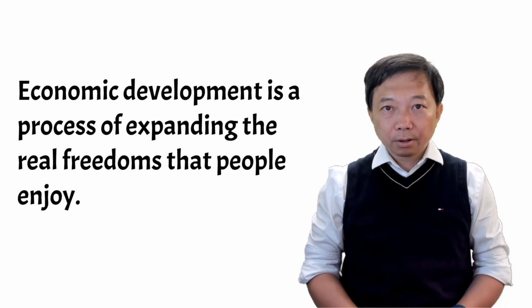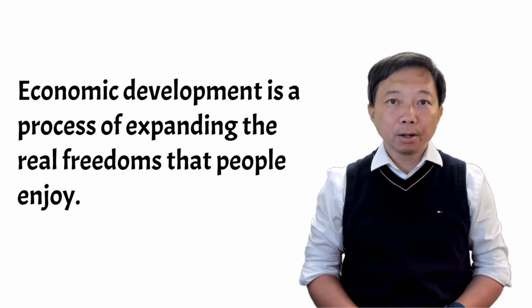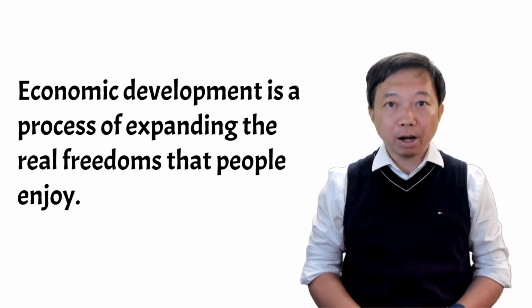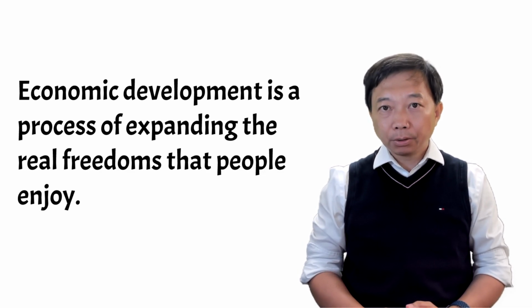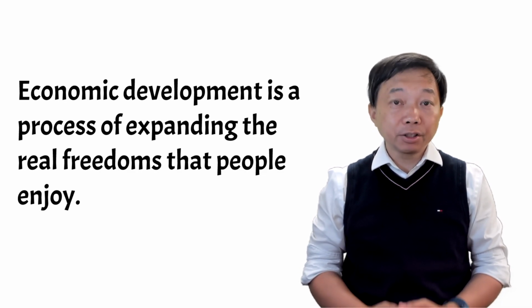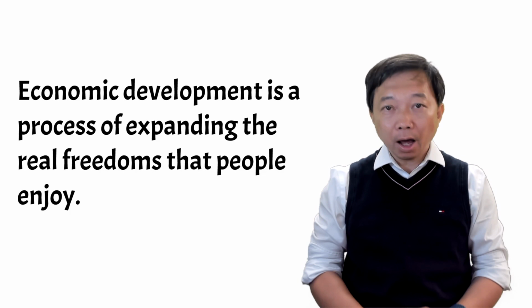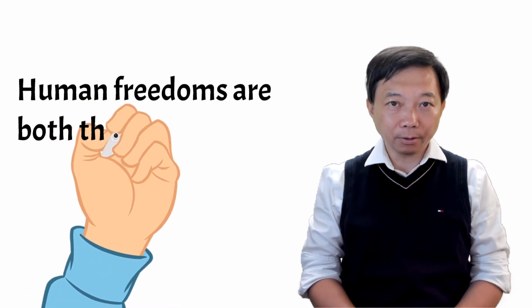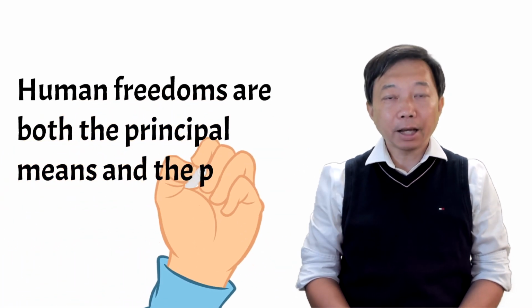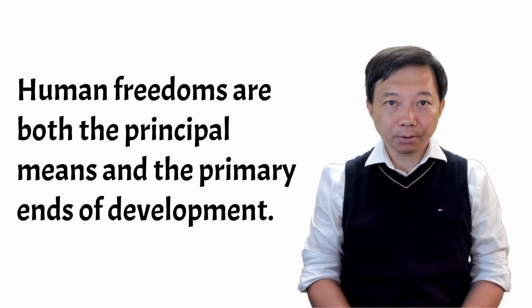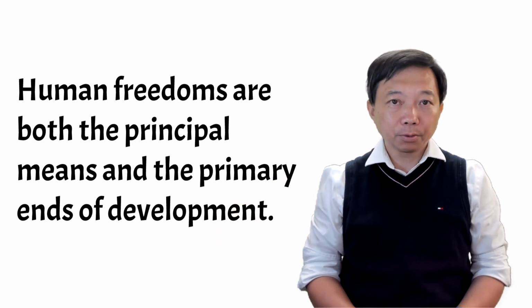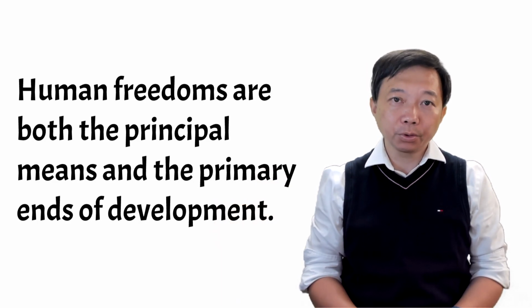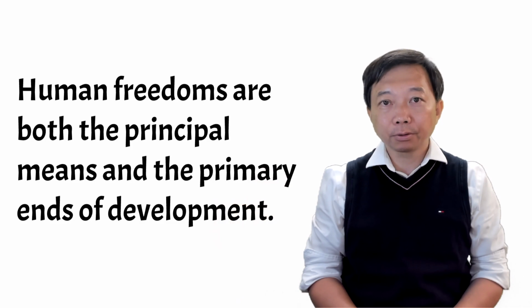He emphasizes that political participation and human rights are fundamental components of economic development because they enable people to express their wishes and influence government decisions, which in turn affect their own lives. According to Professor Sen, human freedoms are both the principal means and the primary ends of development. They are the means because they allow people to access resources and opportunities they need to improve their well-being. They are the ends because they reflect the ultimate values and objectives that people have for themselves.